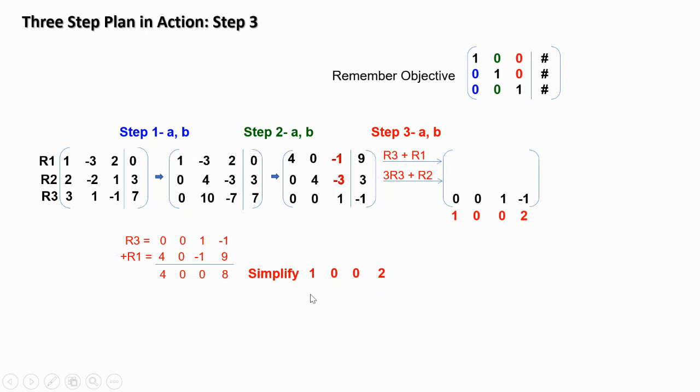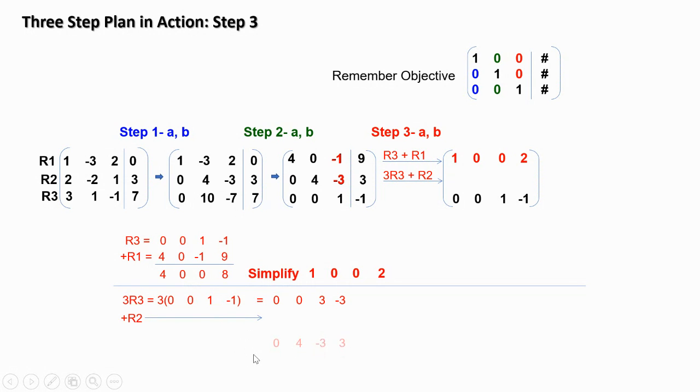So this is my new row 1. Now here's our work for part B of step 3. 3 row 3 will give us 0, 0, 3, negative 3. And then we add it to row 2. All we do is bring row 2 over. So after you execute the operation, it's going to give us 0, 4, 0, 0, right?